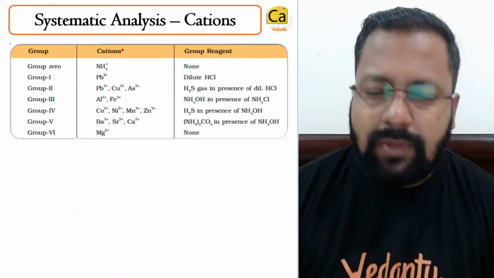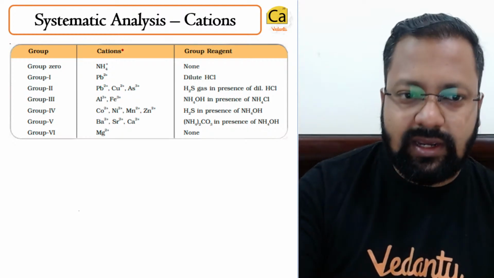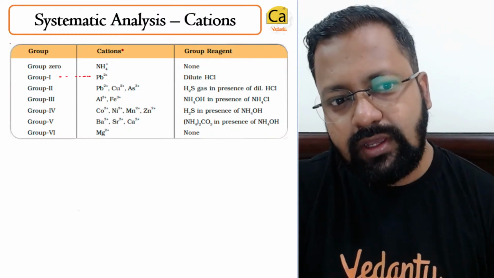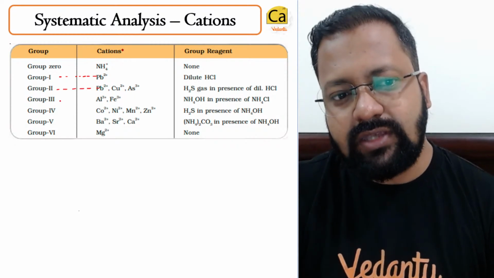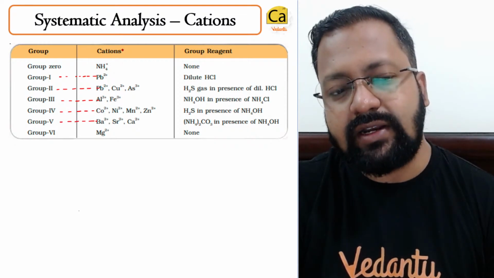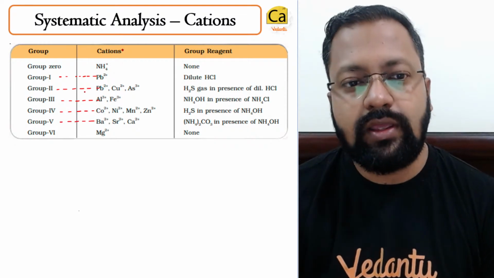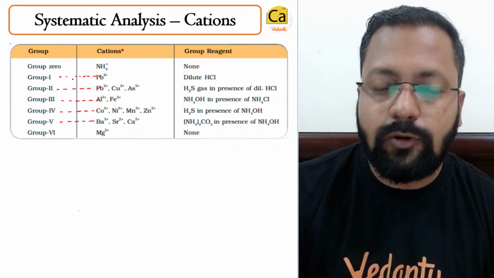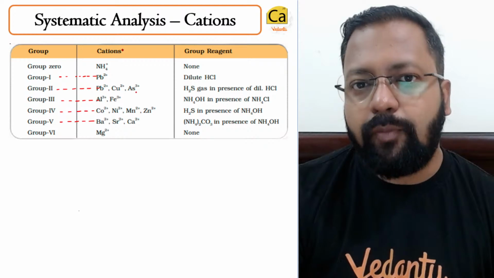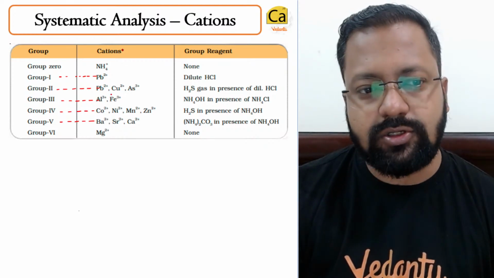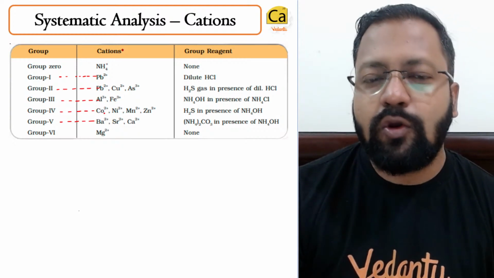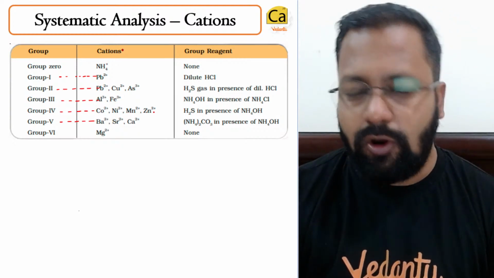Now please do remember that as per NCERT, these are the cations that you have to study. These are the cations that will come in your examination as well. From group 1, lead will come in the examination. From group 2, lead, copper and arsenic will come in the examination. From group 3, aluminium and iron will come. From group 4, cobalt, nickel, manganese and zinc, all of them will come.